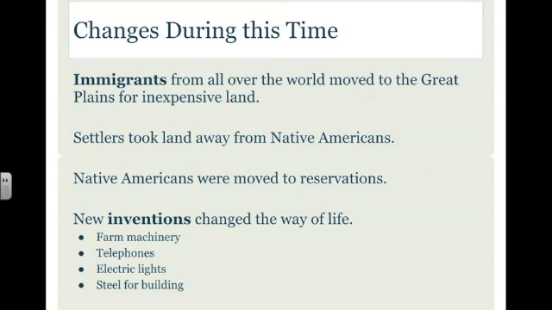So how did new inventions such as farm machinery or the telephone change life in the United States? Well, telephones made communication easier. Advances in farm machinery allowed for fewer workers to cultivate more land.